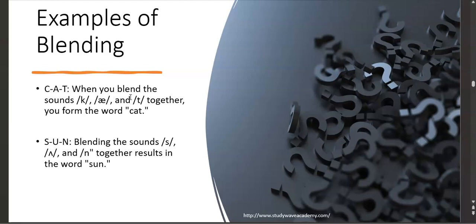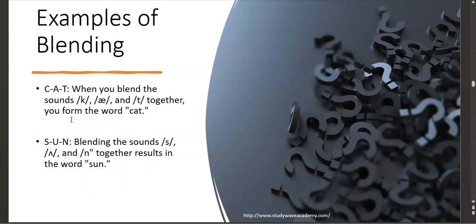And after you bring these sounds together, what happens? You blend them, you put them together. And after blending them, you come up with one word. And that is what blending entails. Do not forget that. So, k, a, t, and we come up with the word cat. S, a, n. Together we come up with the word sun.